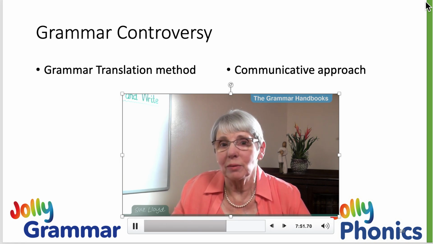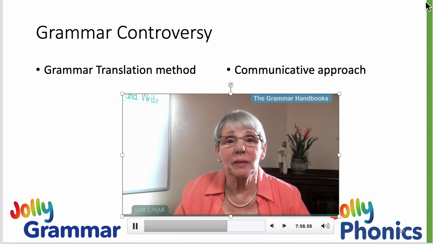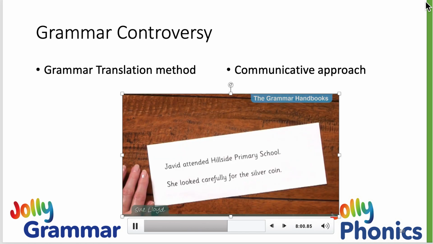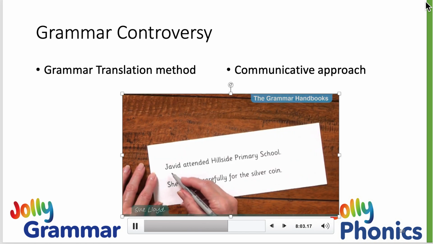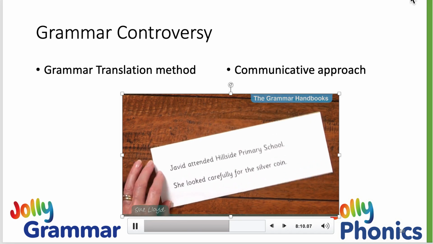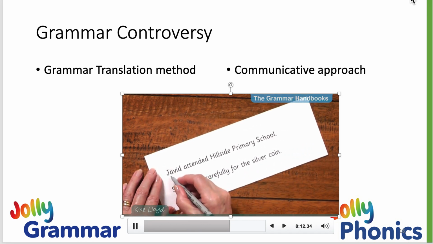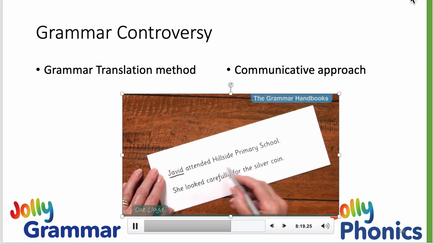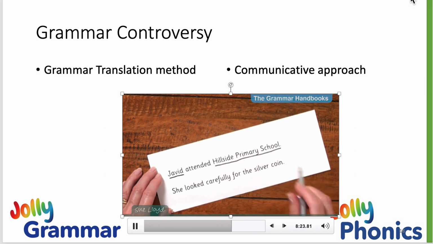The colour for nouns is black. Now, this enables the children to start learning to parse, which is identifying the parts of speech. They look at a sentence like this top one, Javid attended Hillside Primary School, and underline the proper nouns in black. Now, Javid is his name, so he needs a line underneath him. It also needs a capital letter because it's the beginning of the sentence. And Hillside Primary School is the name of the school, so that needs a black line underneath it too.